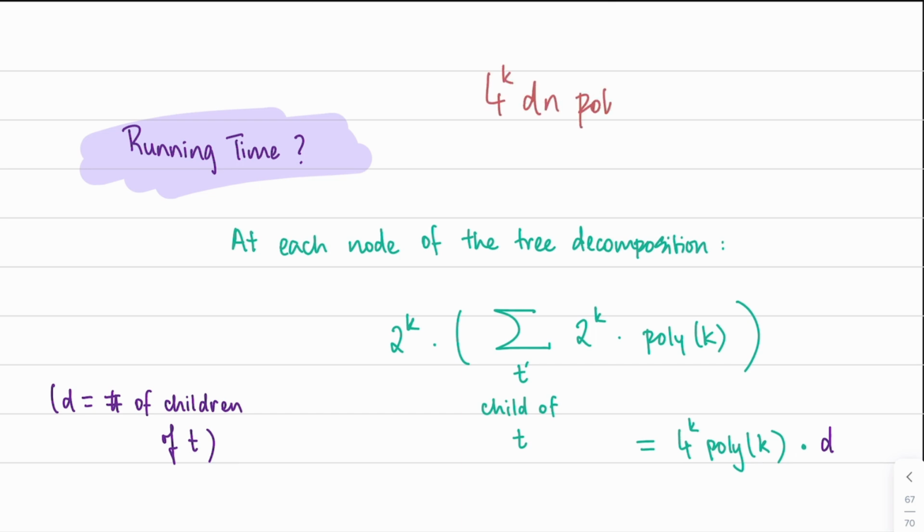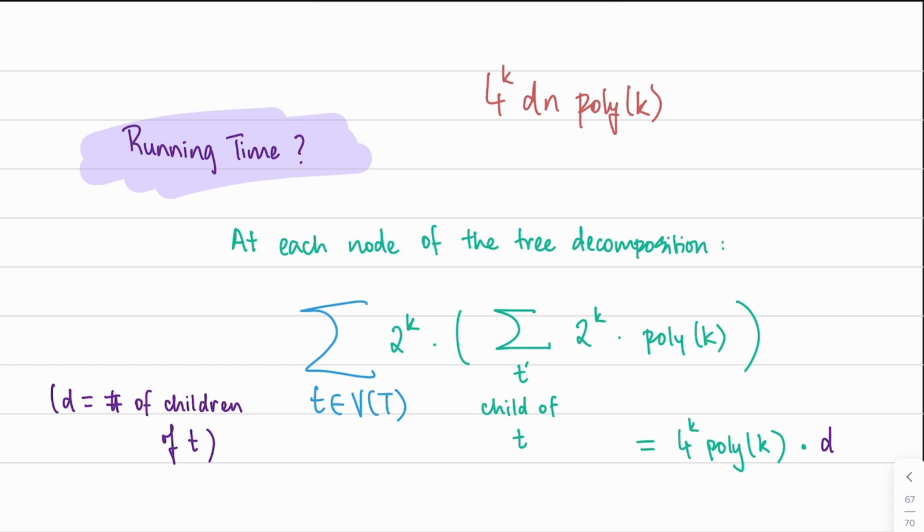So that's where we could leave it. But on the other hand, we could also think of the overall running time in the following way. We could think of it as a sum of this quantity over all nodes in the tree of the tree decomposition. And now you pull out the 4 to the k poly k term, right?